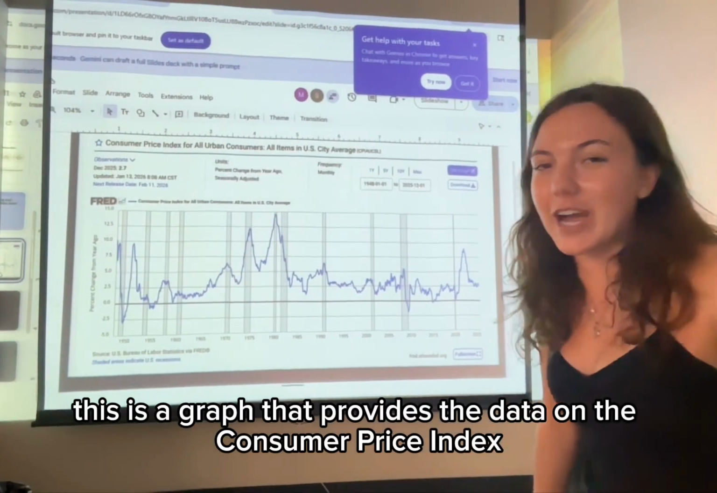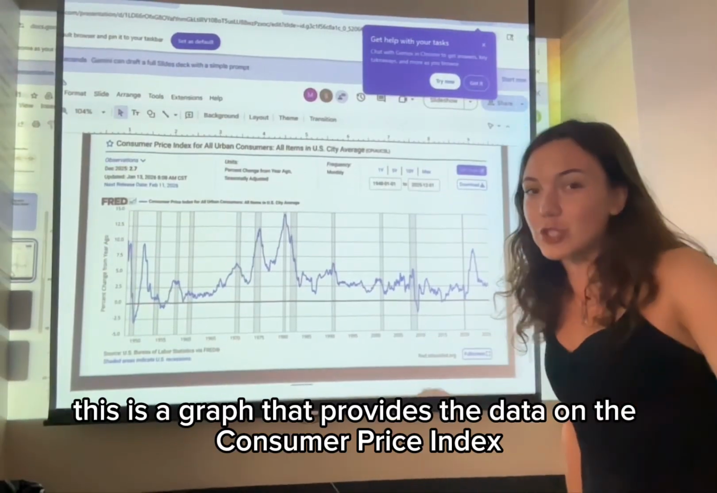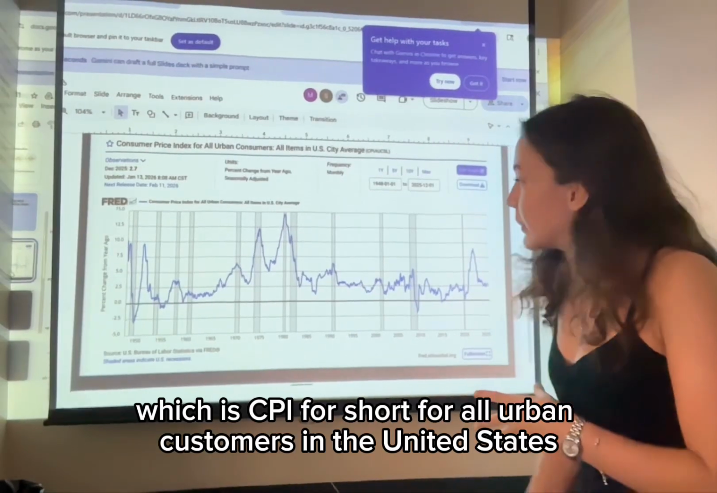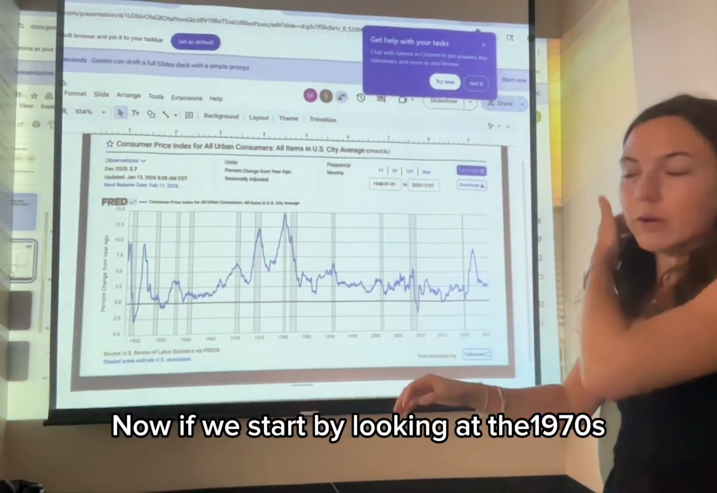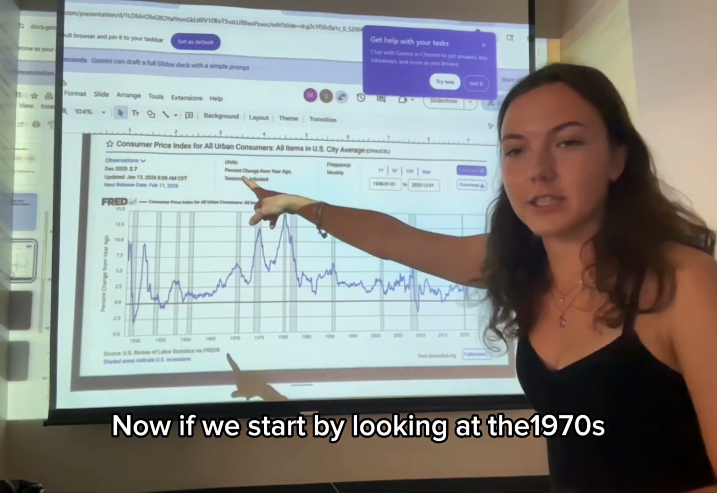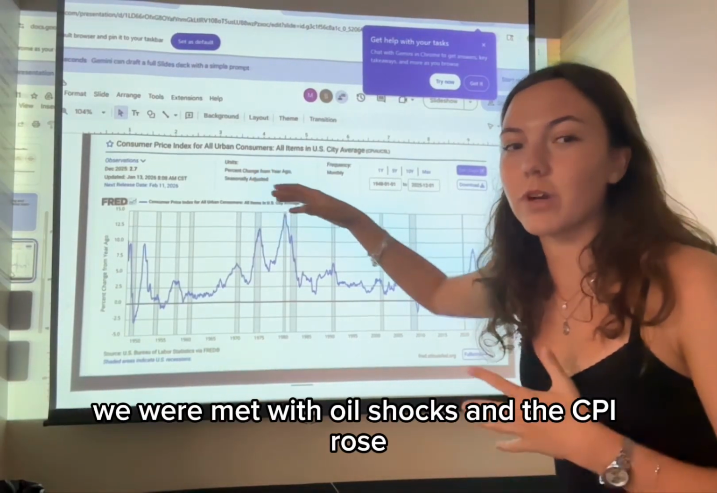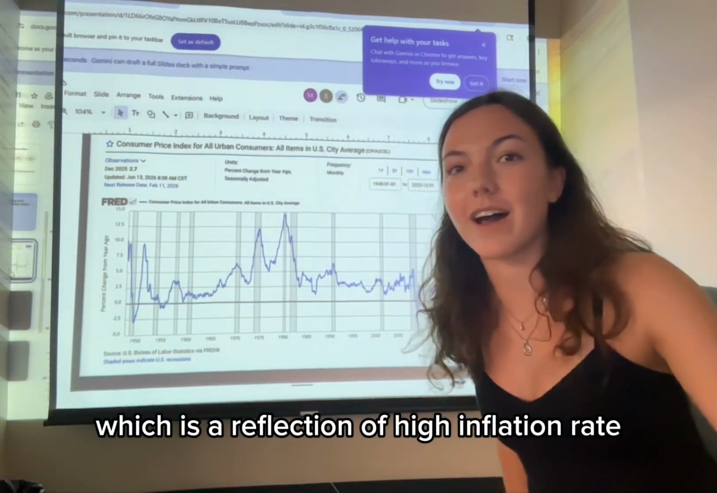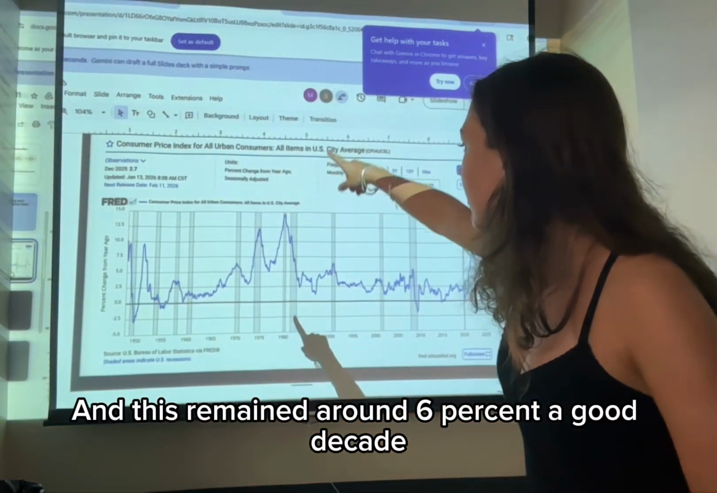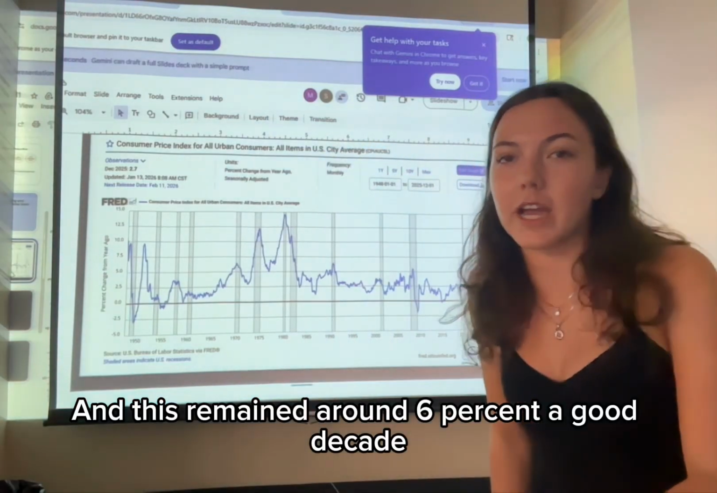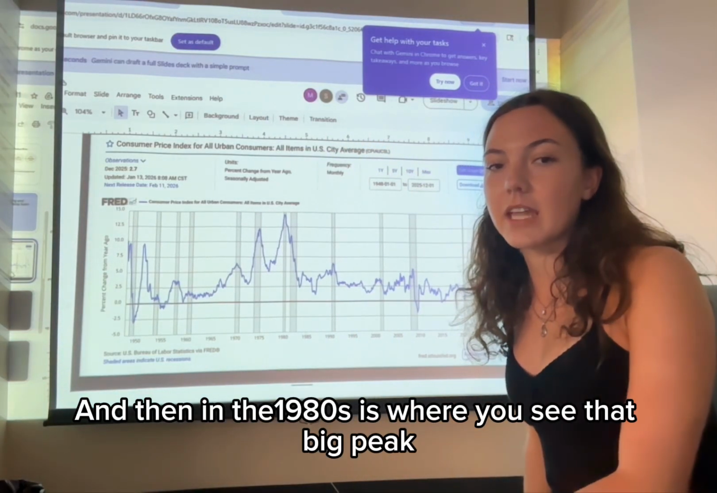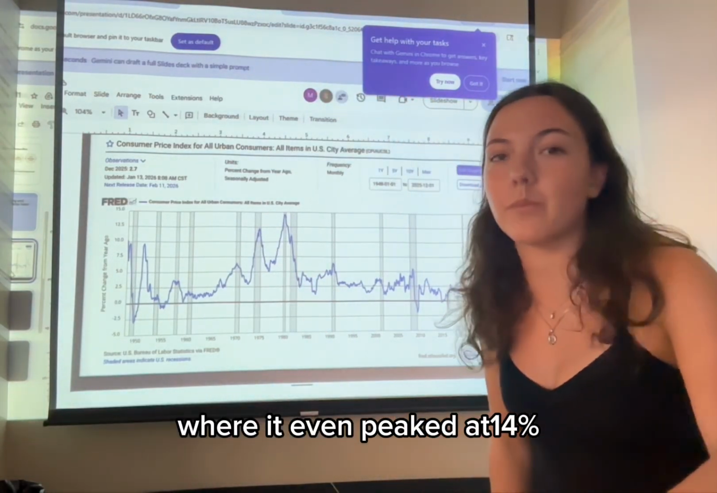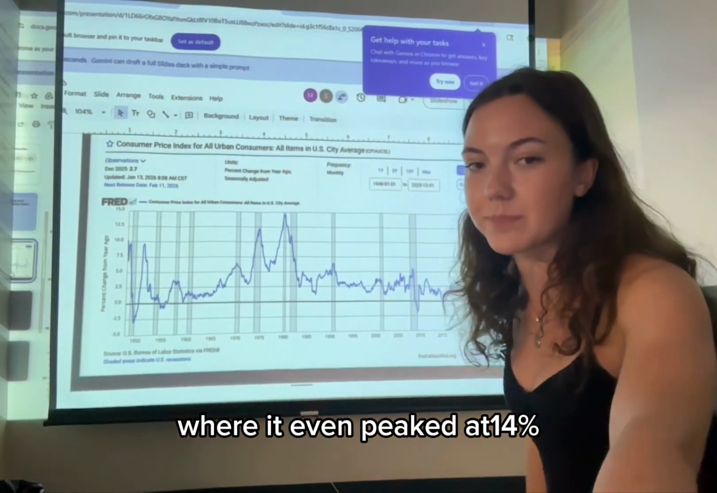this is a graph that provides the data on the Consumer Price Index, which is CPI for short, for all urban consumers in the United States. Now, if we start by looking at the 1970s, we were met with oil shocks, and the CPI rose, which is a reflection of high inflation rate. And this remained around 6% for a good decade. And then in the 1980s is where you see that big peak where it even peaked at 14%.